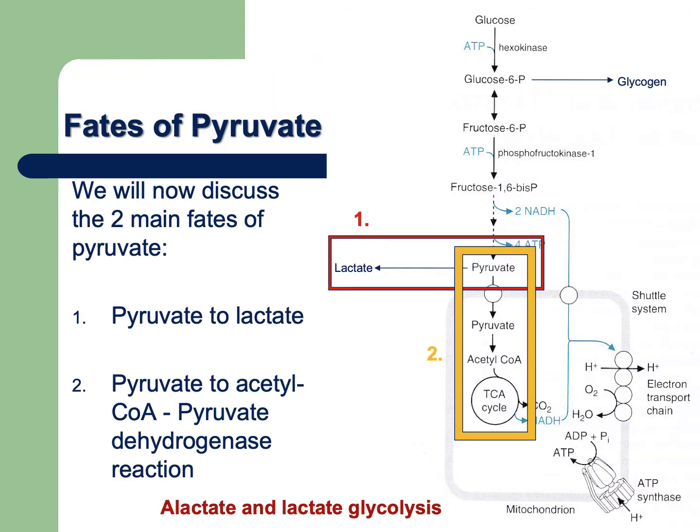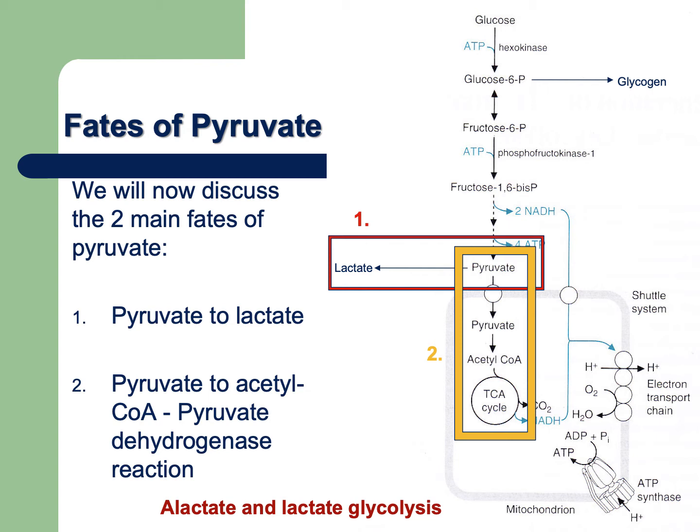We are now going to look at the 2 main fates of pyruvate. Firstly, pyruvate to lactate, also known as alactic glycolysis or anaerobic glycolysis. As we can see in the figure, pyruvate gets easily shuttled to lactate. It happens in the cytoplasm. It's a 1-step reaction. The second main fate of pyruvate is its conversion to acetyl-CoA through the pyruvate dehydrogenase reaction.